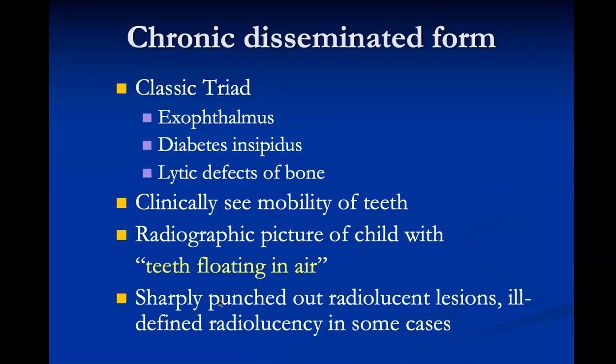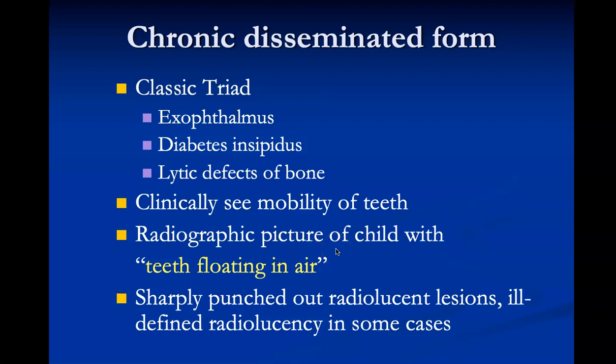So most of what we're going to talk about is the chronic disseminated form, and this is the classic triad seen with chronic disseminated: very radiolucent lesions. The patients often have exophthalmos, and they can have diabetes insipidus. Because of the lytic bone lesions, you usually see mobility of the teeth, and we talked about this in a number of cases before. This falls into that differential diagnosis of the radiographic picture of bone loss, alveolar bone loss in children, which leads to teeth floating in air.